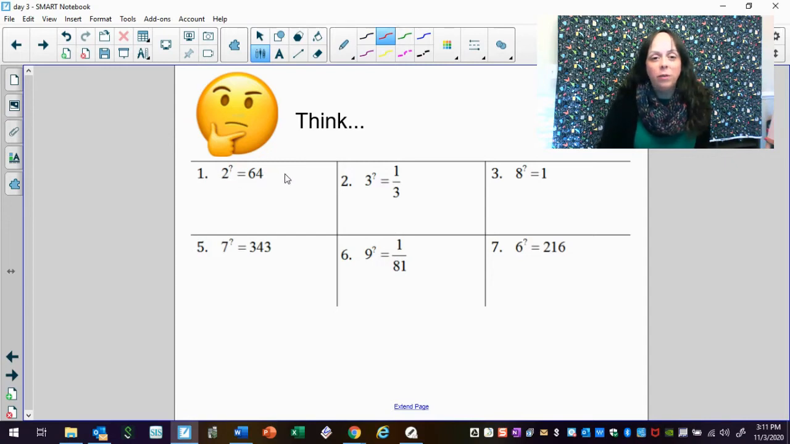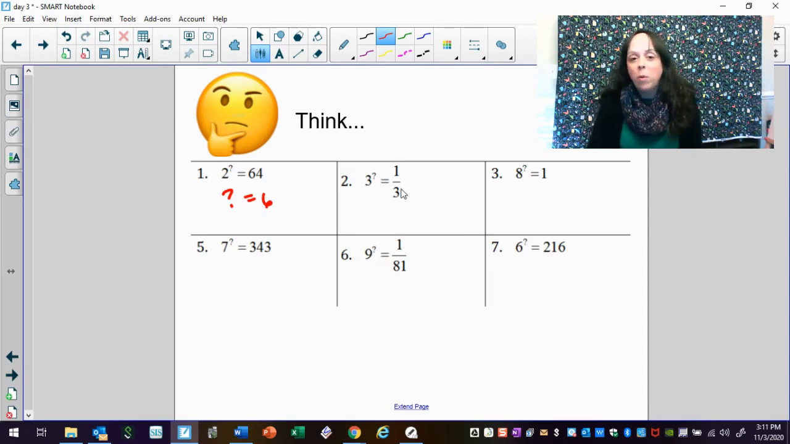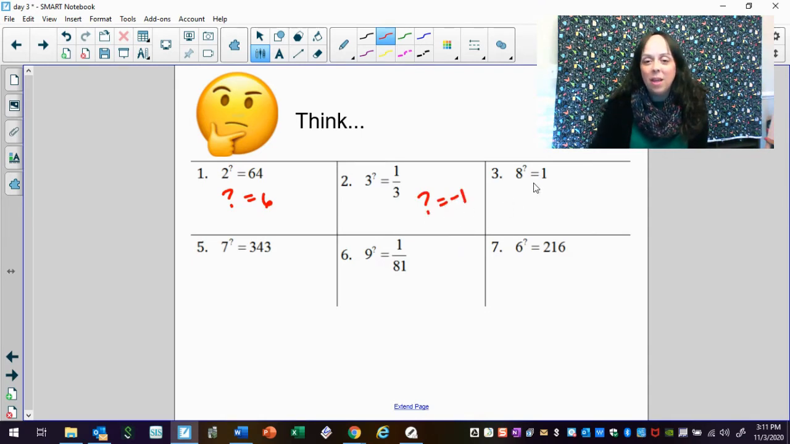2 to what power will give you 64? You might have to count a little bit, but it's 2 to the 6th, I believe. 2 to the 6th is 64. 3 to what power would give you 1/3? This one's tricky. Remember you learned in Algebra 1 that a negative exponent flips it. So 3 to the negative first power would flip it down to the bottom.